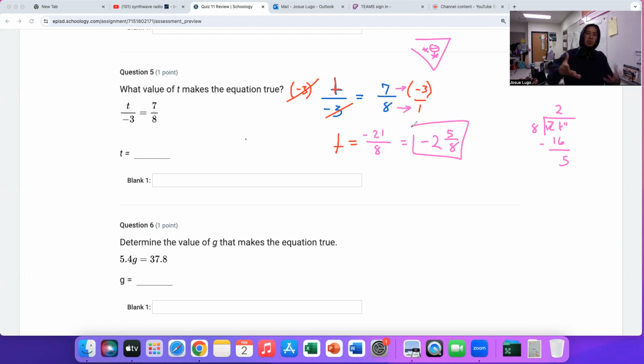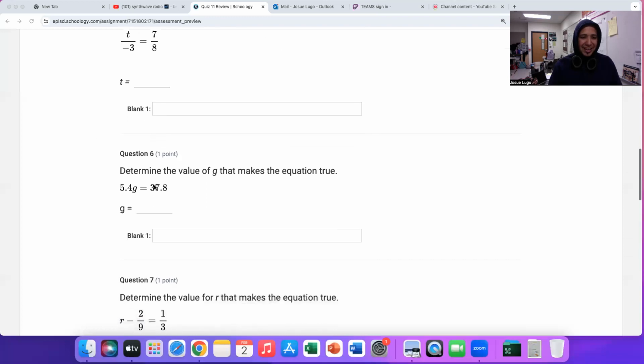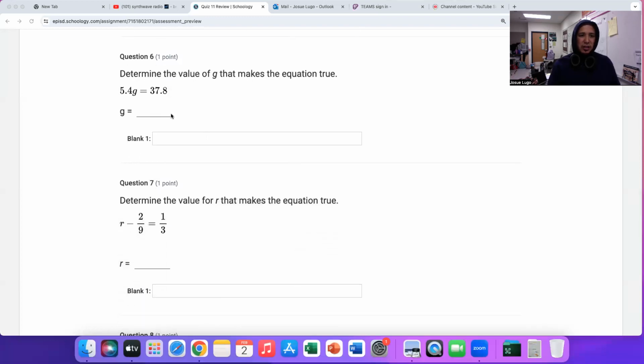Again, it's more of, do you know how to multiply fractions? Do you know how to divide fractions? Because as far as the process, it remains exactly the same. We isolate variables using the opposite operation, and whatever it is that you do to one side, you must do to the other. Let's just do one more together, because as you can see, it's the same process over and over again. Number 6, we're multiplying by 5.4, so just divide both sides by 5.4.